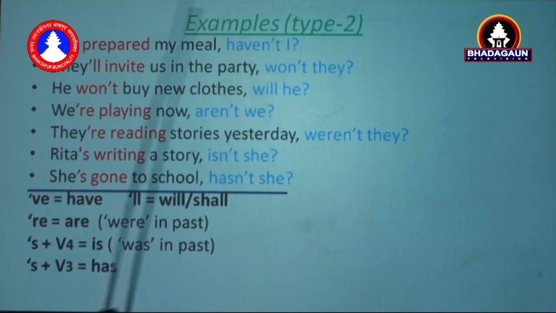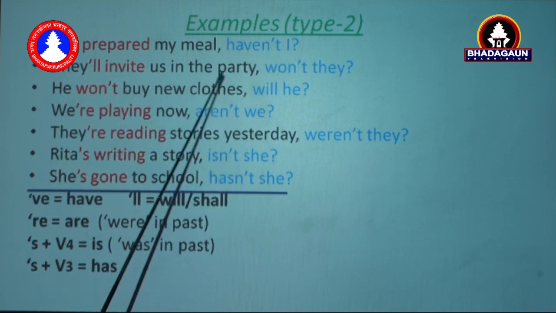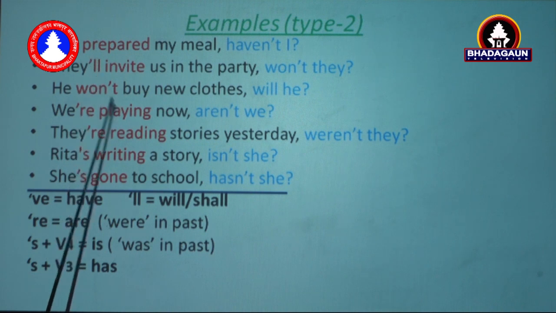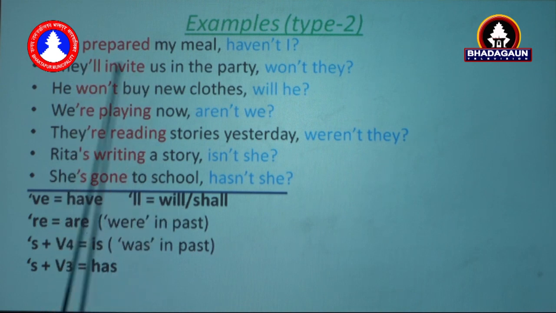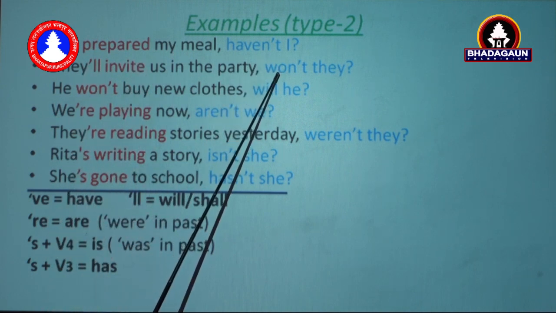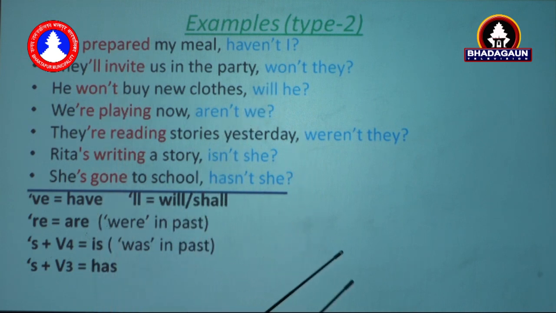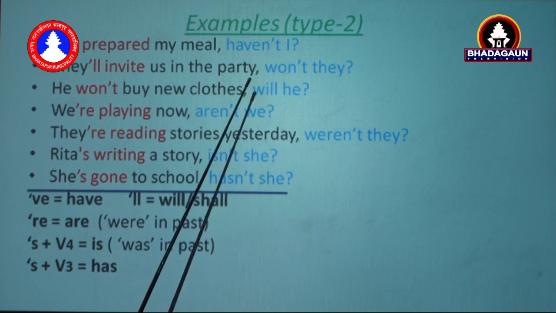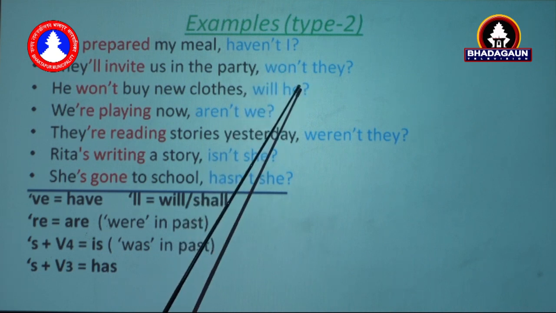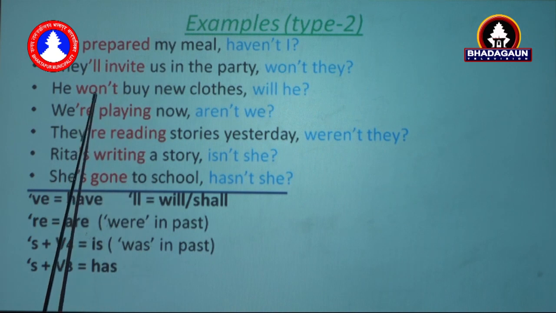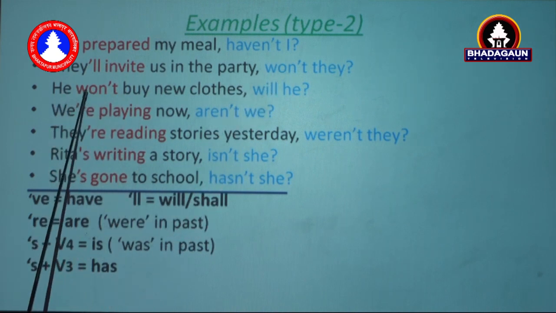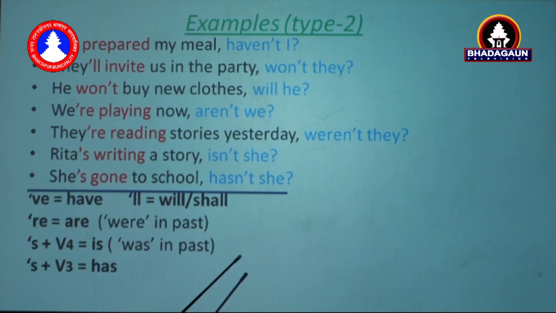They'll invite us to the party. Apostrophe ll is here, it means will or shall. Shall is only used with I and we. So here the subject is they, that's why will. So will, the statement is positive, the tag will be negative. So will plus not, the contraction form is won't. Remember this is different from the rest. Won't they. Won't, again this is the negative one. So won't is the contraction form of will and not. So the auxiliary verb is will. That's why the statement is negative, the tag is positive. Will he.